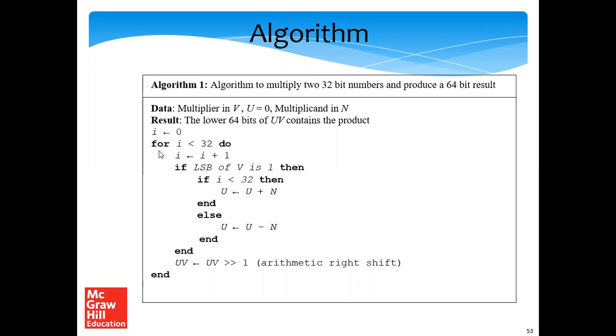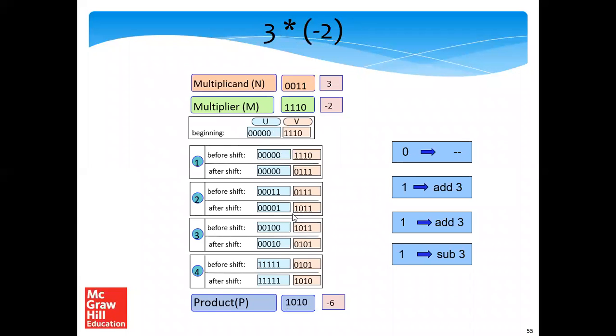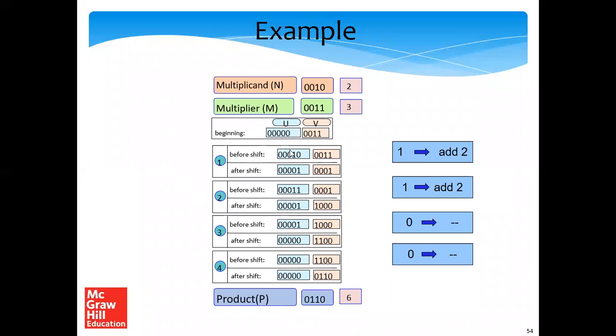Hello, good afternoon students. In the last lecture we discussed how we multiply two 32-bit numbers and produce a 64-bit result, and this is the basic algorithm we discussed. In this, if the LSB of v is 1, then we add, otherwise we do not. First we add, then we shift, and at last we do an arithmetic right shift. Now, how does this algorithm work? We will take an example.